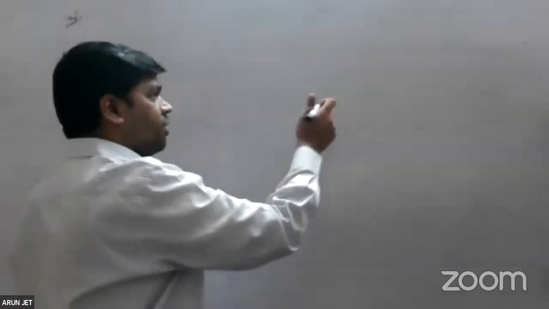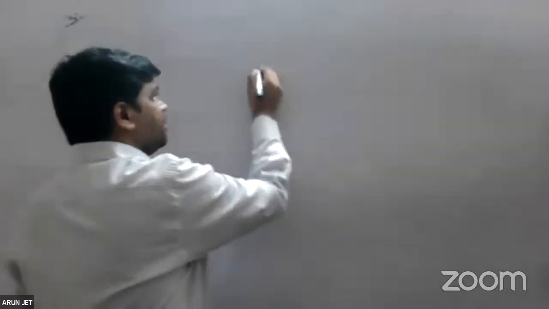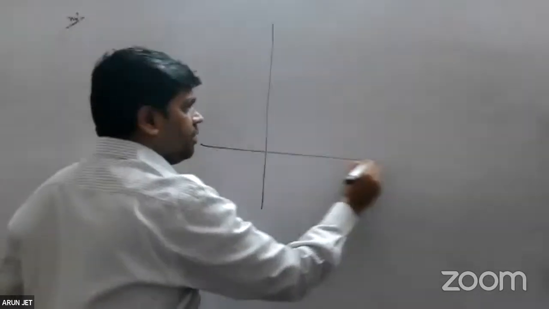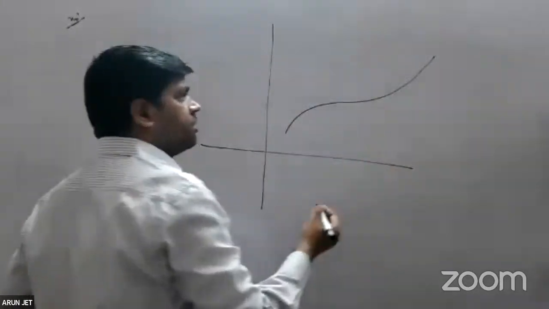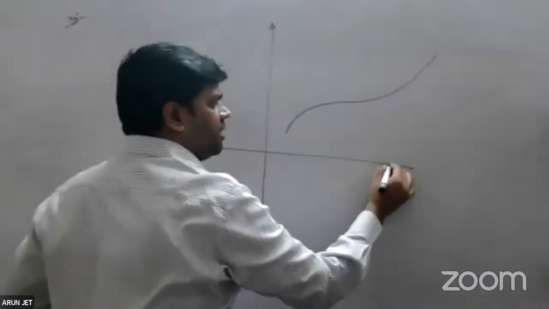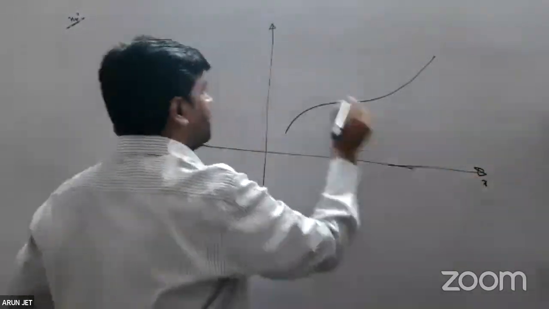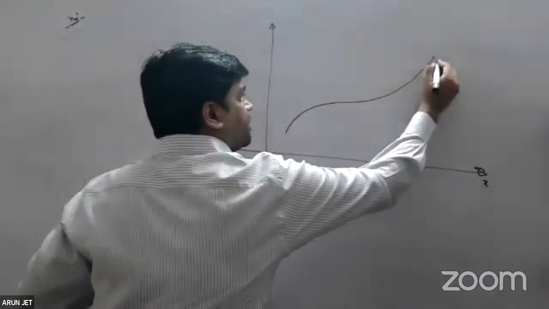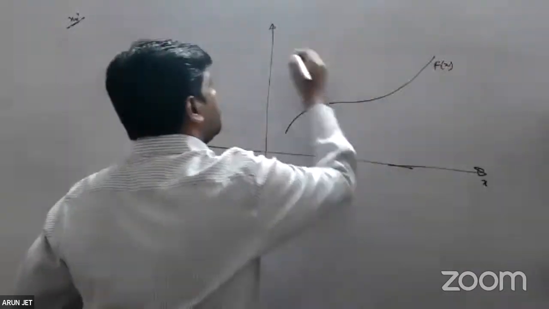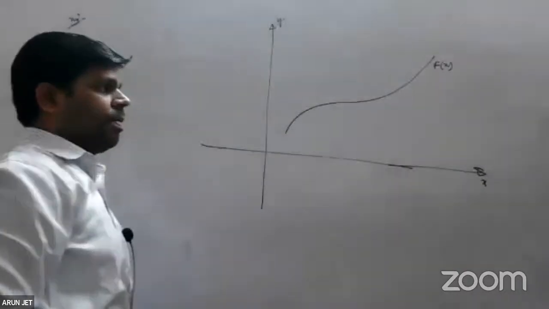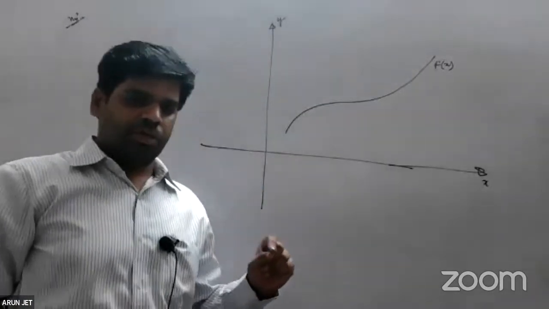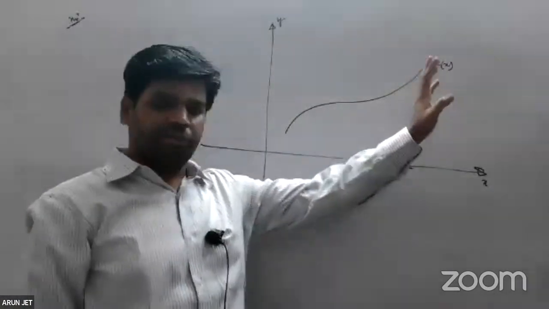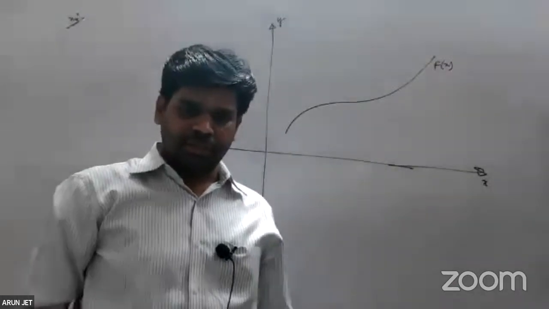Now let us say I've got a function, some random curve like this. This equation we'll talk about later. But right now it is a curve which is f of x. This is the graph of some equation, y is equal to f of x.